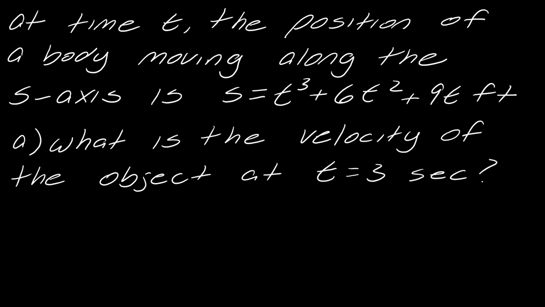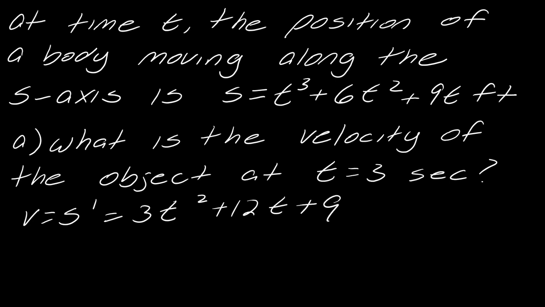So what is the velocity of the object at t equals 3 seconds? This is really just getting at, can you find the velocity function, which yes, you can. You just take the first derivative of the position function. That first derivative will be 3t squared plus 12t plus 9. And then if I want to know what's going on at 3 seconds, I just plug in 3.